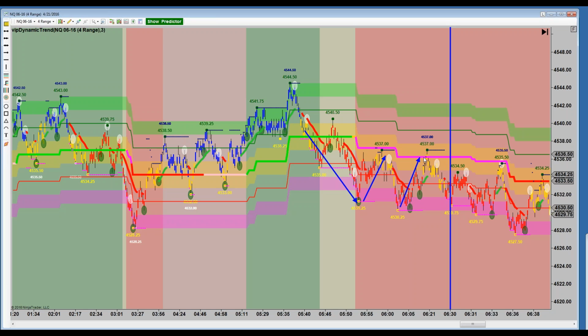We were looking for shorts, right? Each one of these mid-band kisses is a short trade, just to let you know. There's a short right there.